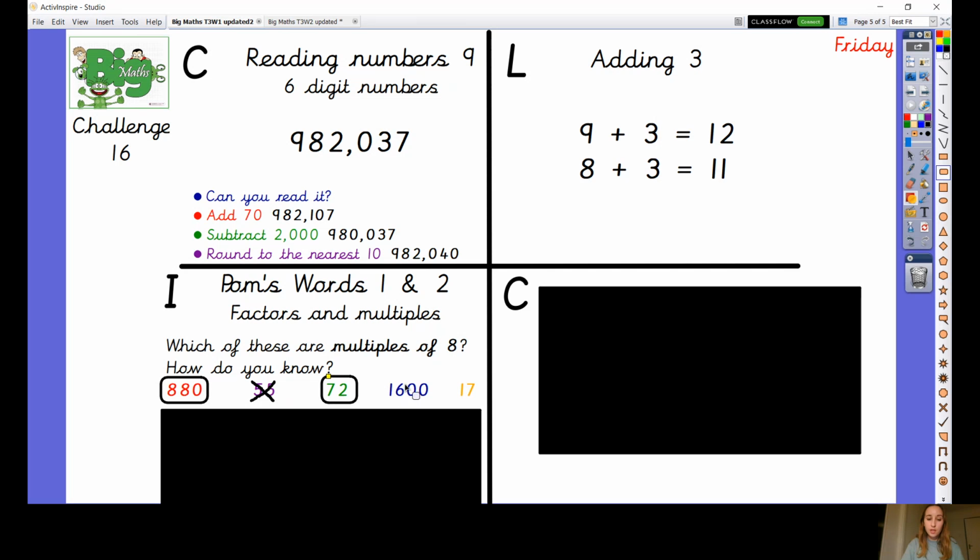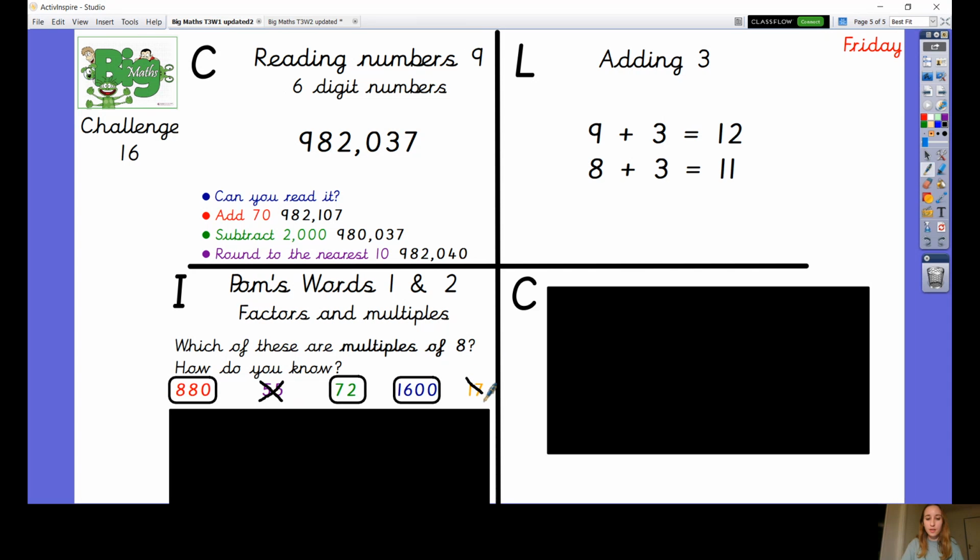1,600, you may have noticed the 16 jumping out at you there. So we've got 8 times 2 is 16. This is 100 times bigger, so it must be 200 times 8. And then 17, not a multiple of 8. I know 16 is, so 17 can't be because it's just one more. Okay, so we've looked at multiples.